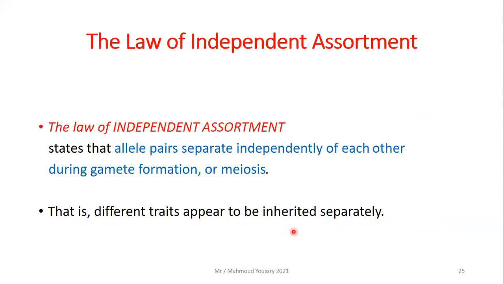So what is the law of independent assortment? It states that allele pairs separate independently of each other during gamete formation, or meiosis. So the alleles for each trait separate independently of each other during gamete formation. That is, different traits appear to be inherited separately, one by one, separated from each other.